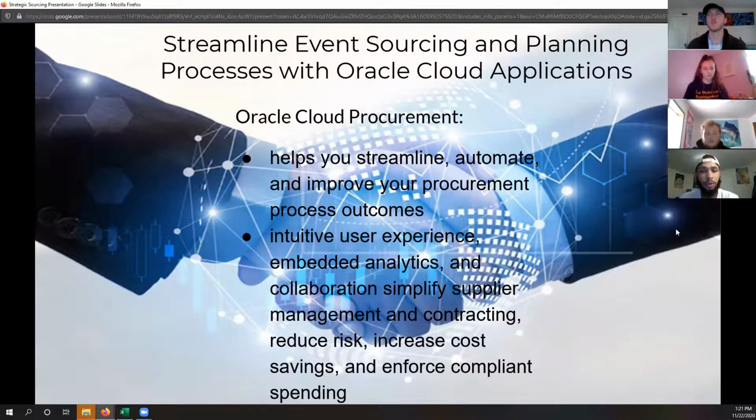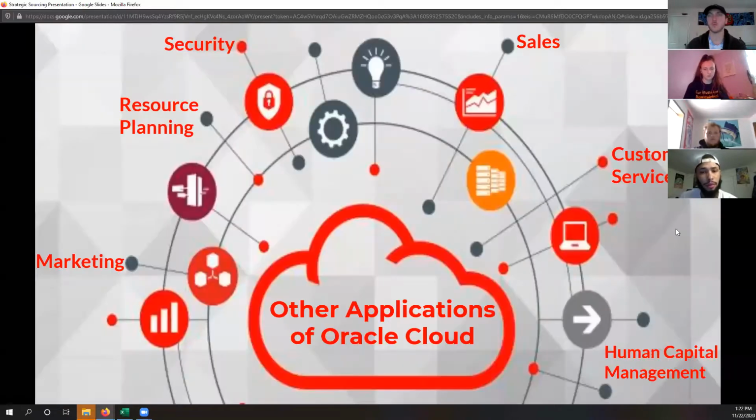It helps you streamline, automate, and improve your procurement process outcomes. It also has an intuitive user experience embedded in analytics and collaboration, and simplifies supplier management and contracting. It can also reduce your risk, increase cost savings, and enforce compliance spending among your suppliers. Beyond just the procurement application, the Oracle Cloud offers many different services and applications like sales, security, marketing, and customer service.